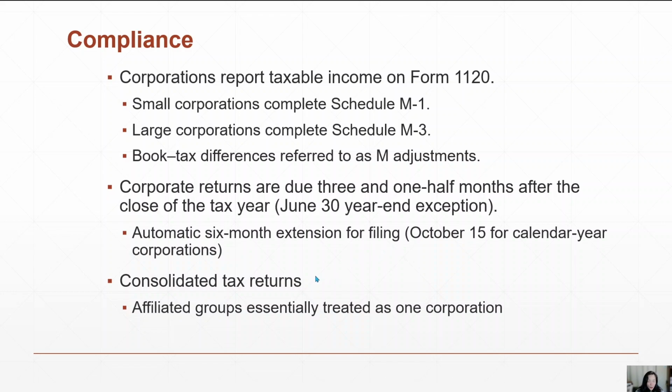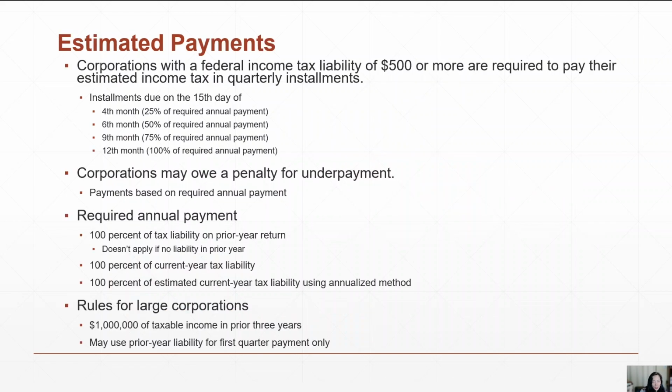A consolidated tax return is for any entities within any corporations, any subsidiaries owned by the parent company at 80% or more, which will be consolidated as one entity. So it's going to file one return. Affiliated groups essentially are treated as one corporation. Estimated tax payments are also required at the corporation level. This is something for you to take a look.